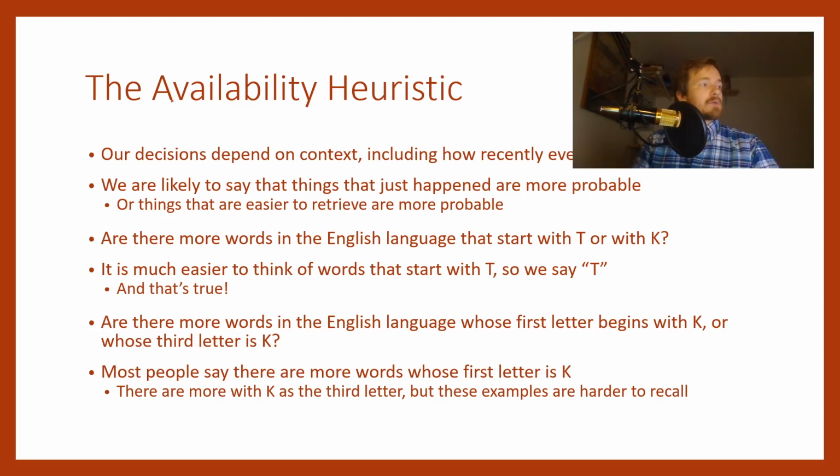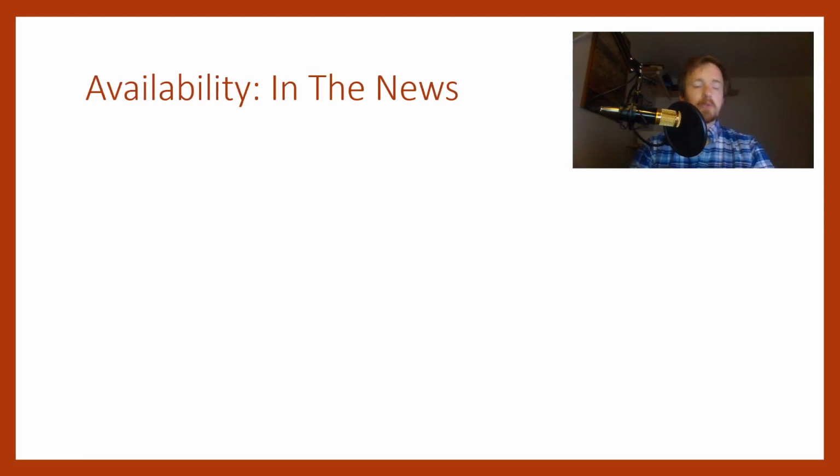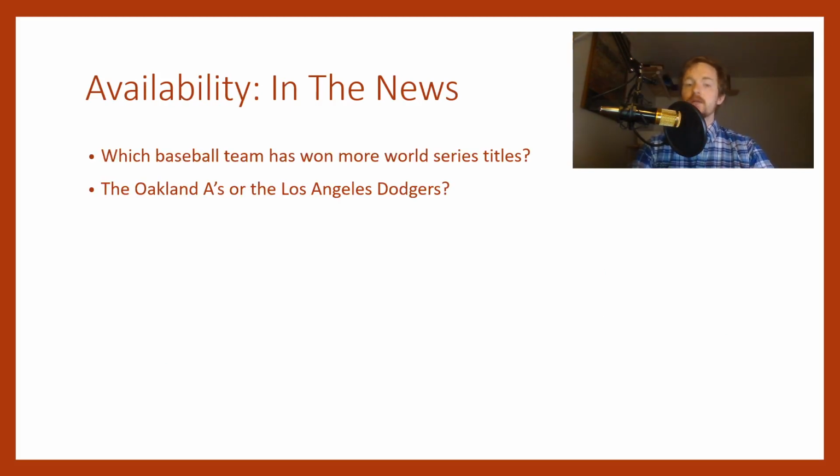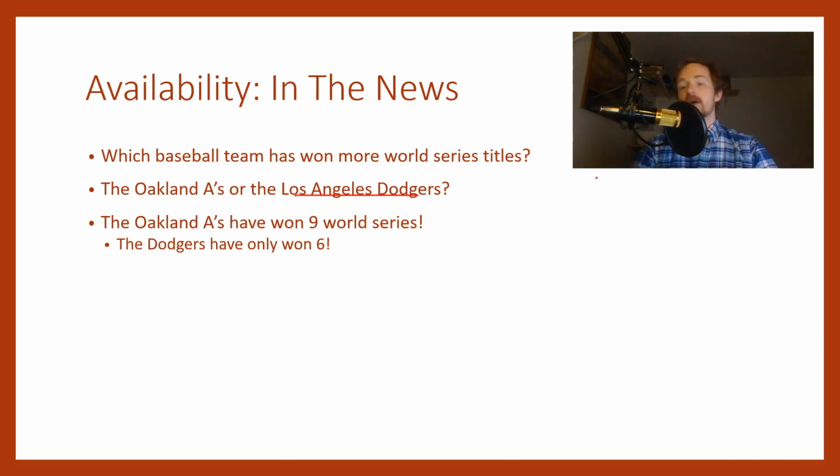Basically what we're saying here is that things that are available to us, we're going to say are more common or more frequent than things that are not. So to apply this to the news, which baseball team has won more World Series titles, the Oakland A's or the Los Angeles Dodgers? If you're a baseball fan, great. If you're not, you can probably still make a guess here. Most people are going to say that the Los Angeles Dodgers have more World Series title wins than the Oakland A's, but it's actually not true. The Oakland A's have 9 World Series titles compared to the Dodgers' 6.